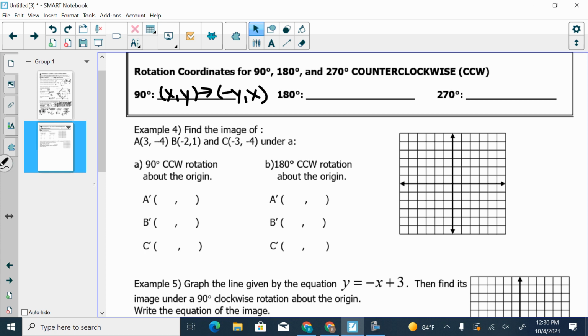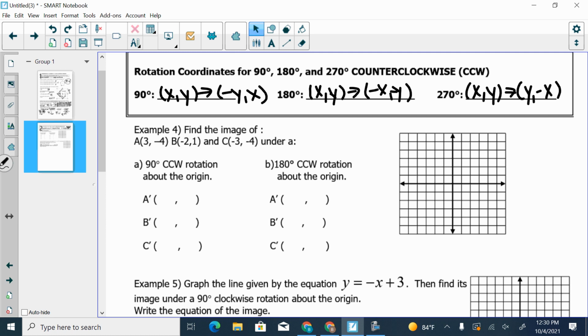If I go 180 degrees, I start at my original point x, y. 180 degrees would be halfway, right? So it should be just in the opposite quadrant of wherever it is currently, which would mean all I'm going to do is change the signs. Okay, and then lastly for 270, again we start at our original point. Okay, and I am still switching x and y, but this time change the sign of x. Very good.